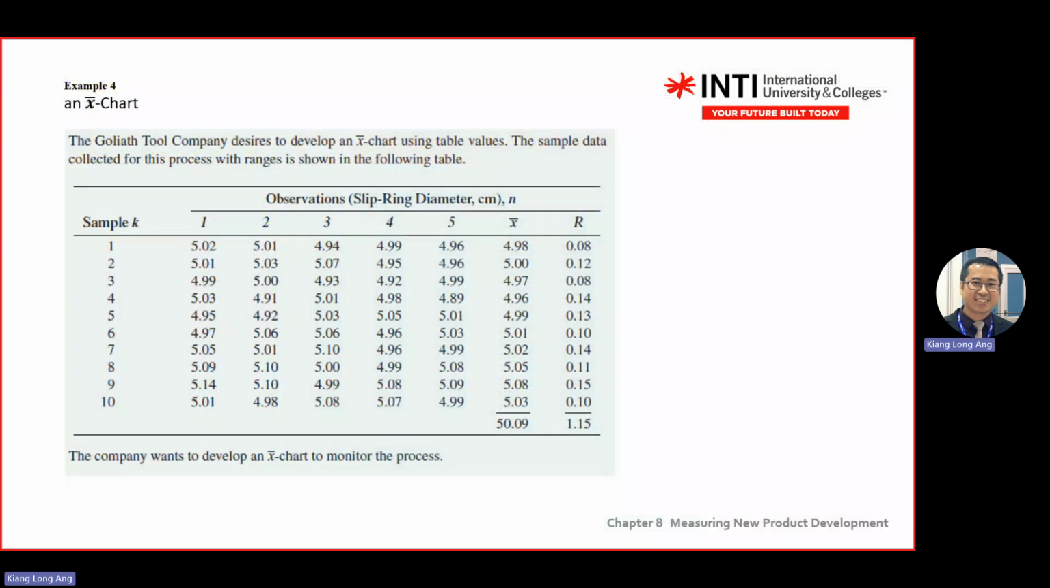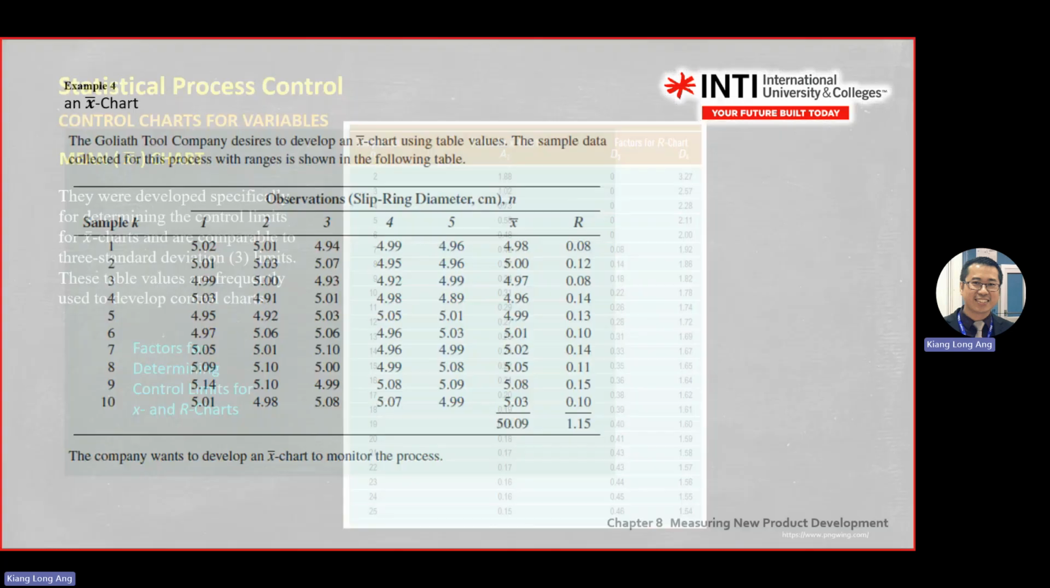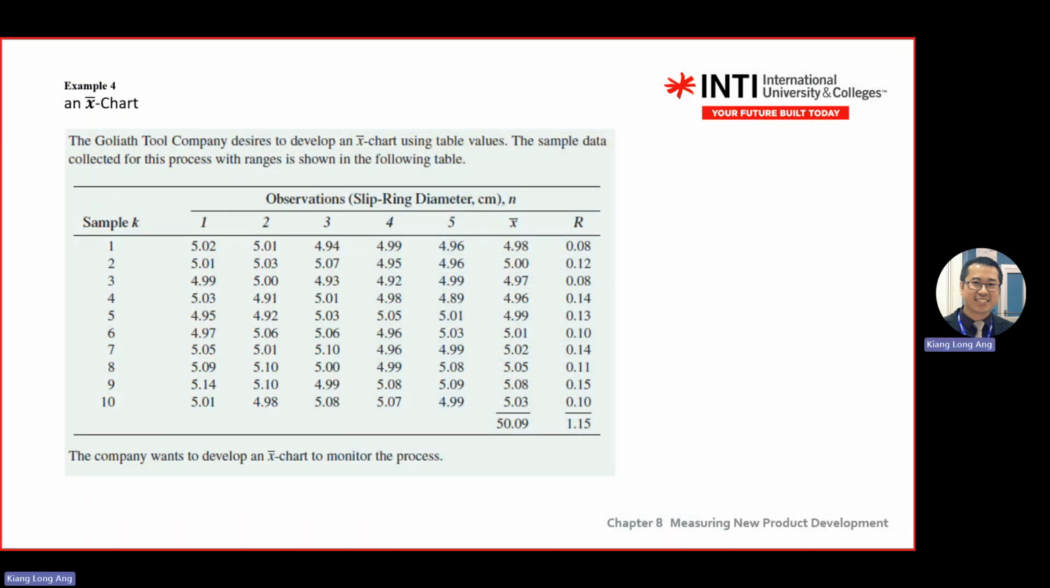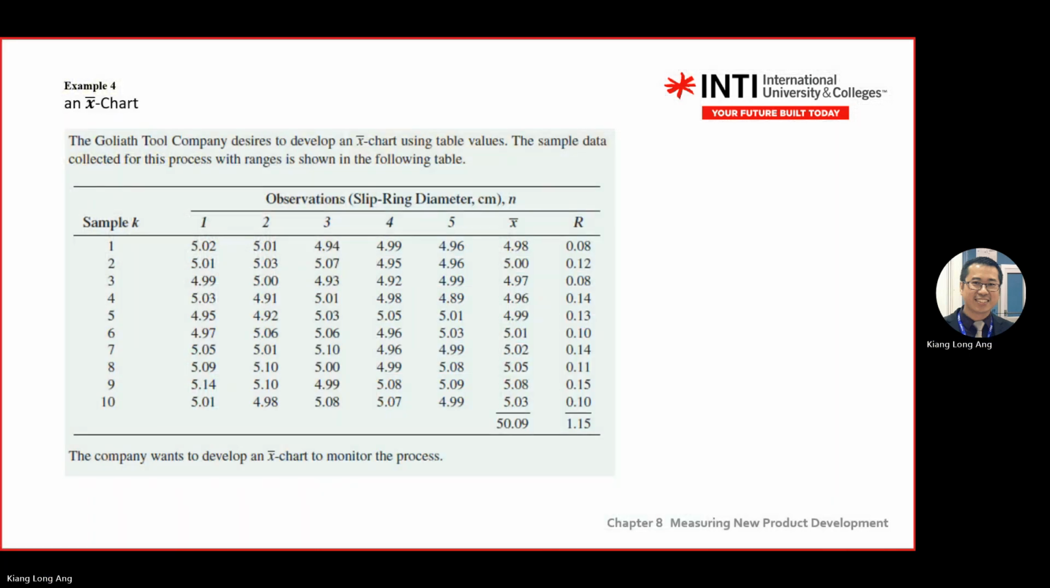I'll show you this example of how to get a mean chart using this formula. This is without standard deviation. You don't know the standard deviation. Here, a company wants to develop an X bar chart. Sample data collected for this process is shown in the table below. So now you have your X bar and your R. What is your R? R is a range value.